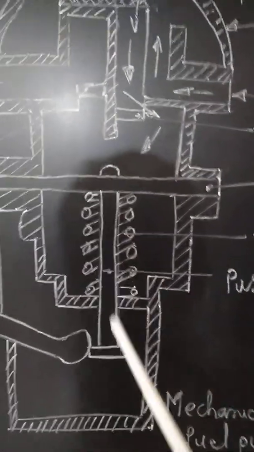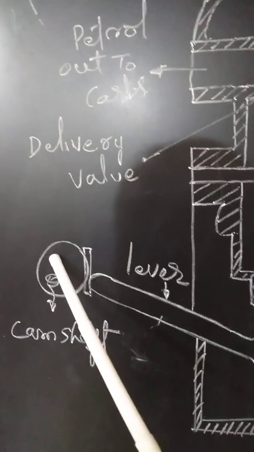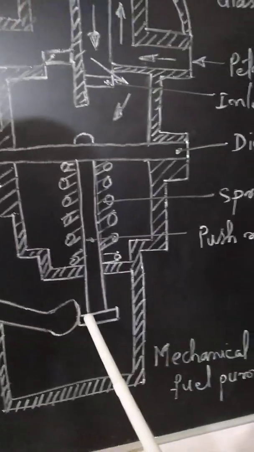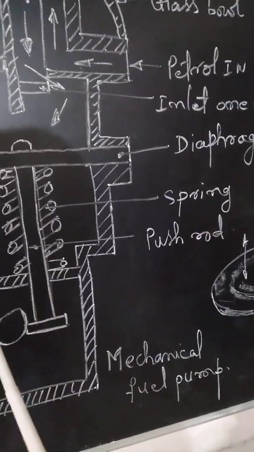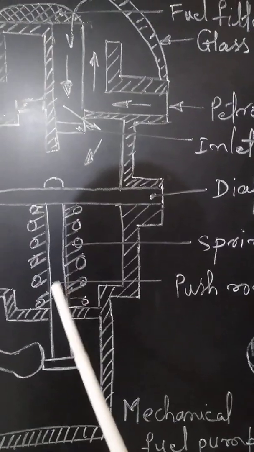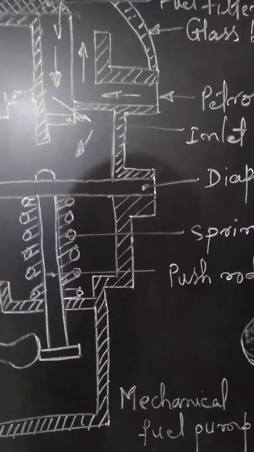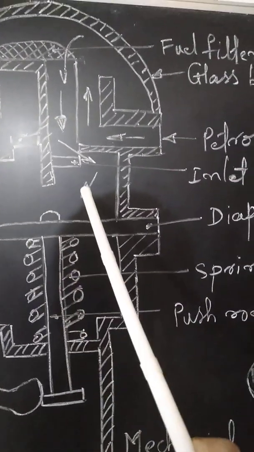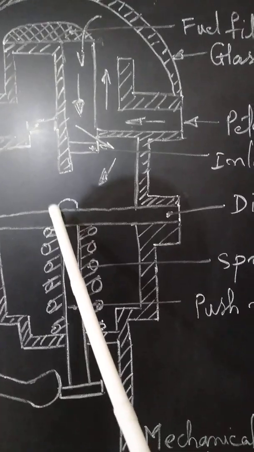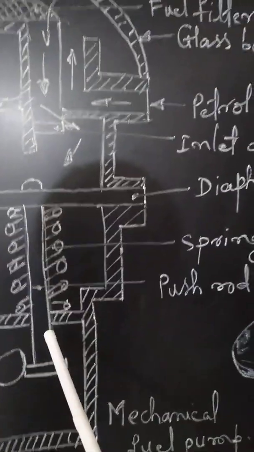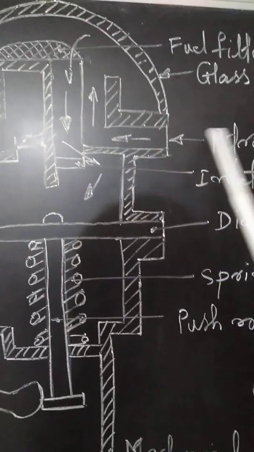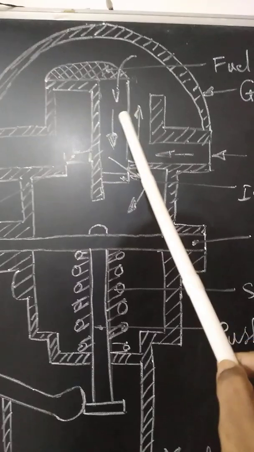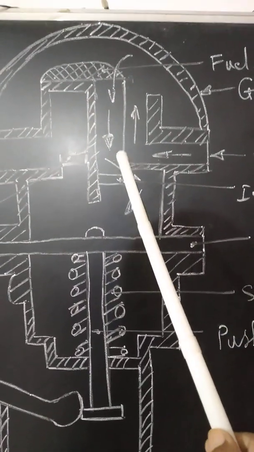Now what this lever does is, as the cam lobe moves, due to the motion of the camshaft, this lever moves up and down. Due to the lever motion, the push rod will move up and down. When it moves upwards, the petrol which is there over here will be pushed up. When it moves downward, the petrol from the petrol in, from the petrol tank, is sucked in. So there is a valve over here, an inlet valve.